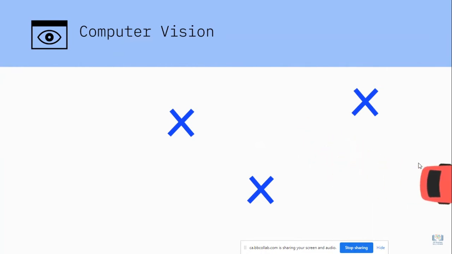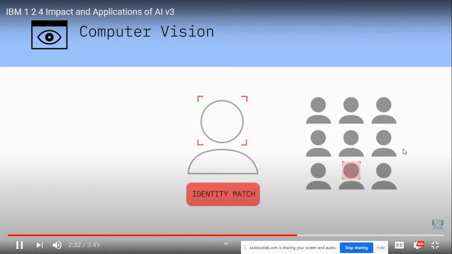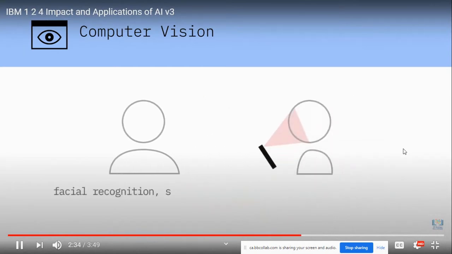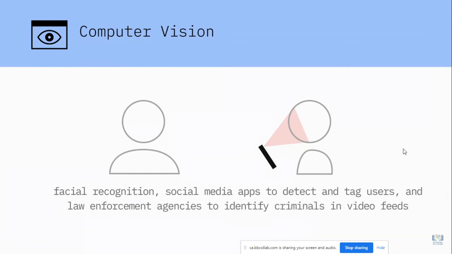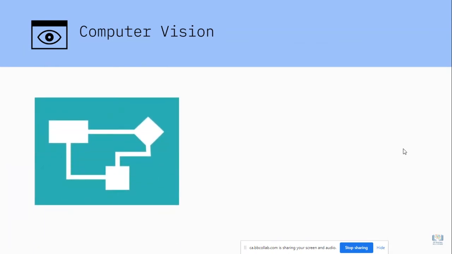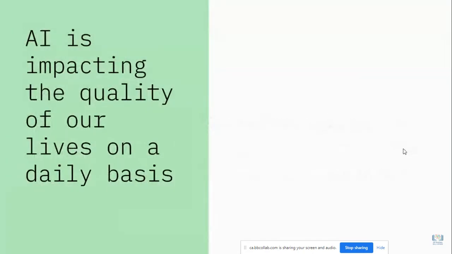Computer vision algorithms detect facial features in images and compare them with databases of face profiles. This is what allows consumer devices to authenticate the identities of their owners through facial recognition, social media apps to detect and tag users, and law enforcement agencies to identify criminals in video feeds. Computer vision algorithms are helping automate tasks, such as detecting cancerous moles in skin images or finding symptoms in X-ray and MRI scans. AI is impacting the quality of our lives on a daily basis.